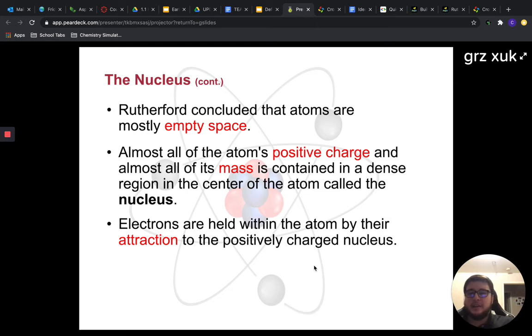Remember, electrons are negative. The nucleus is positive. Opposite charges attract, so those electrons kind of want to stay close to the nucleus because they're attracted.